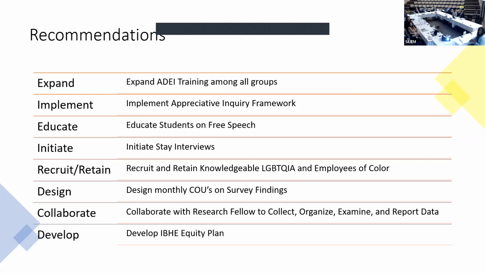We're going to talk about belongingness and what that means, among other topics, but we will definitely do that. And obviously we want to do things to recruit and retain employees of color as well as LGBTQIA communities. Again, looking at 22% of our students identify with that population. And then again, collaborating, Dr. Mahoney mentioned the research fellows. So we want to, again, leverage their expertise to collect, organize, and examine, as well as report data.